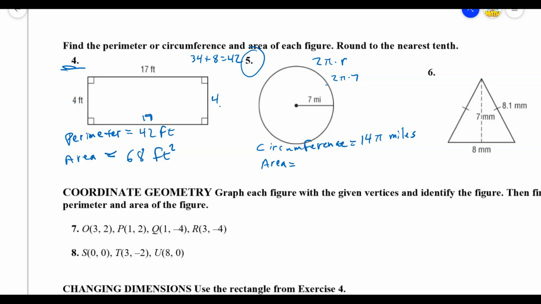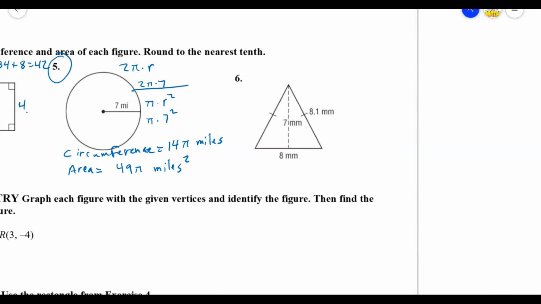Okay, and then the area is pi times the radius squared. So that's going to be pi times 7 squared, which is 49 pi. And again, this is going to be square miles. Okay. And the last one, number 6. We want to get the perimeter and the area.